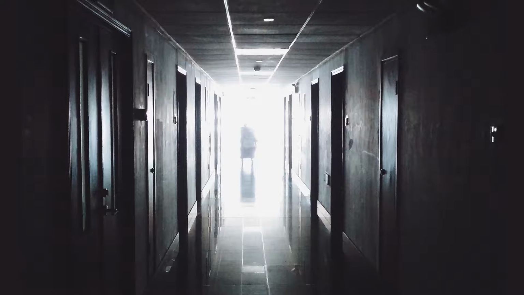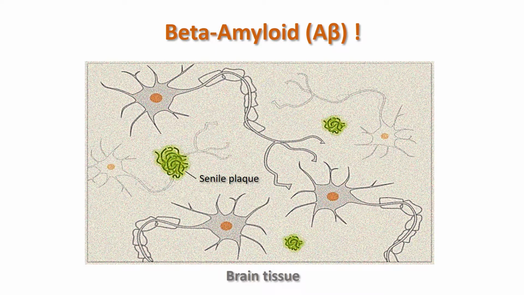The situation might seem hopeless, but researchers are making great leaps in our understanding of this life-changing condition. We now believe that a key to understanding and treating Alzheimer's could lie with beta amyloid, which is the main component of senile plaques observed in the patient's brain. So how are senile plaques formed?